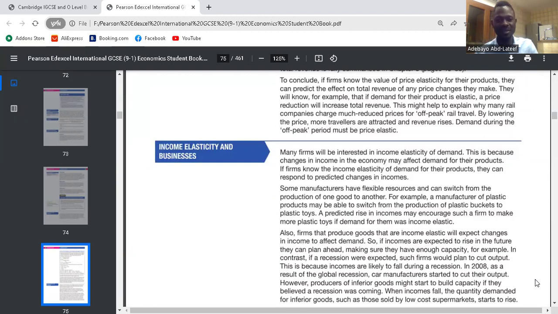For income elasticity and businesses, they said many firms will be interested in income elasticity of demand. This is because changes in income in the economy may affect demand for their products. If firms know the income elasticity of demand for their products, they can respond to predicted changes in income. So manufacturers are flexible resources and can switch from production of one good to another. For example, manufacturing plastic.